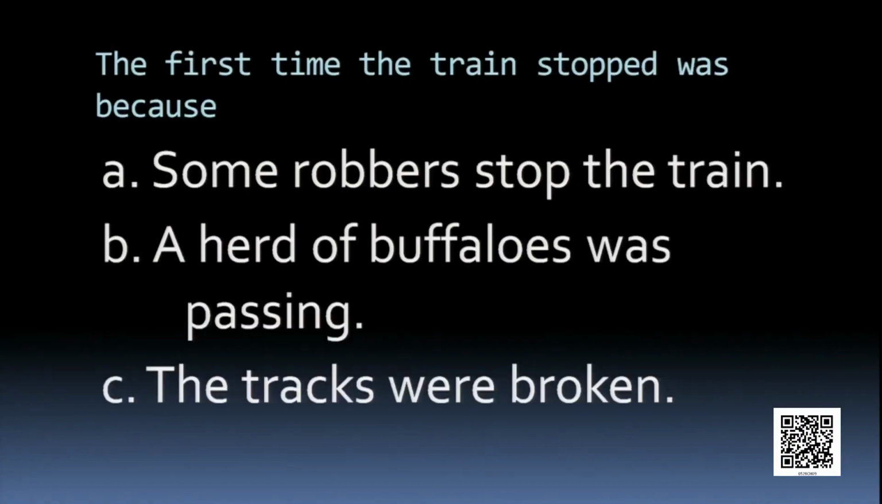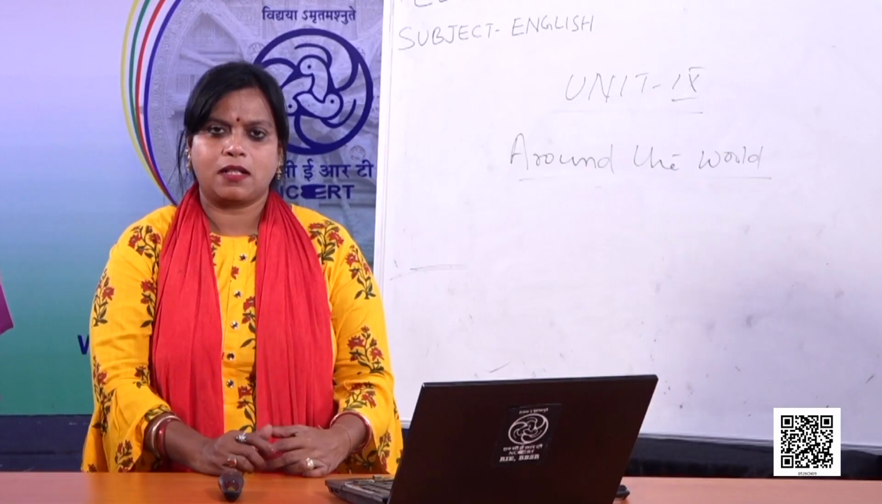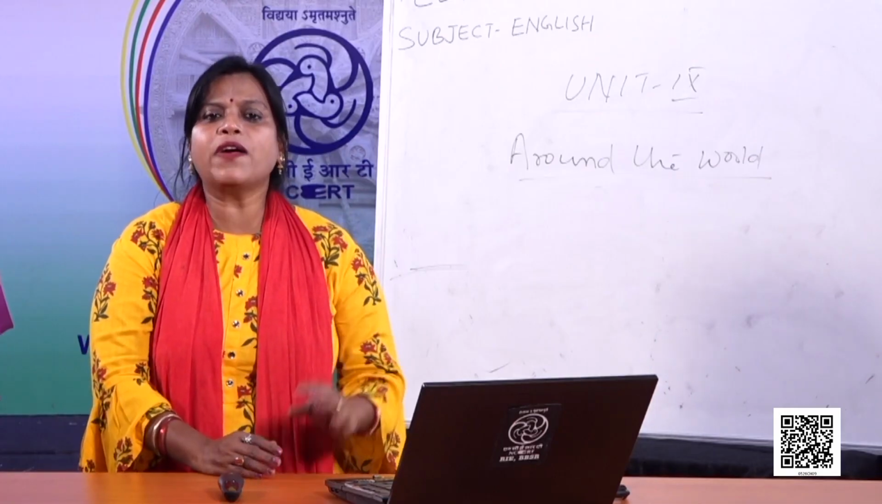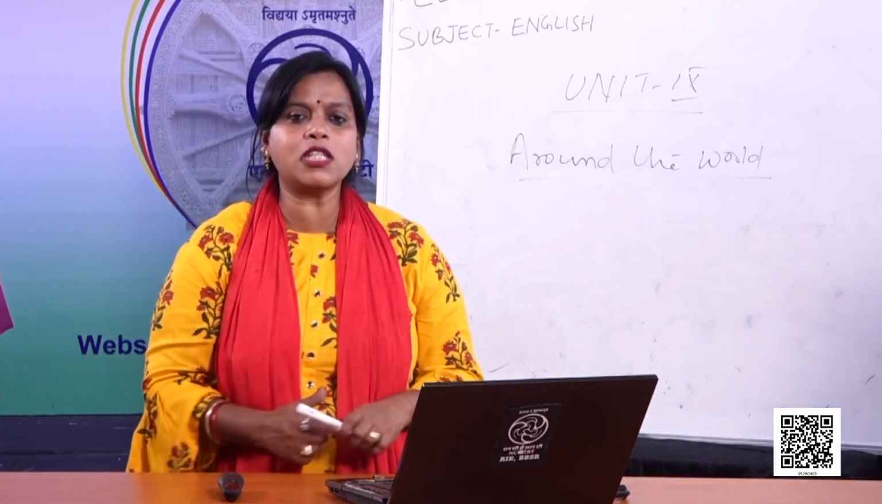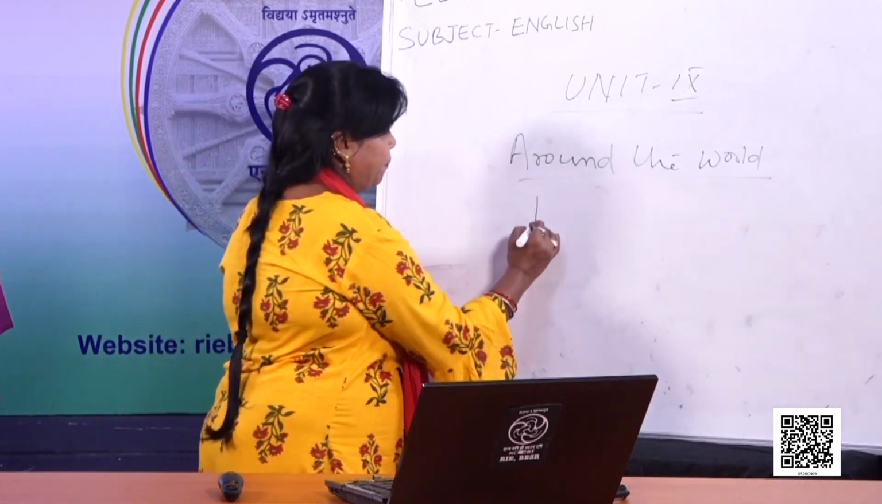A. The first time the train stopped was because some robbers stopped the train. B. A herd of buffaloes was passing. C. The tracks were broken. Now tell me the answer. The first time the train stopped because a herd of buffaloes was passing. What is the answer? B.